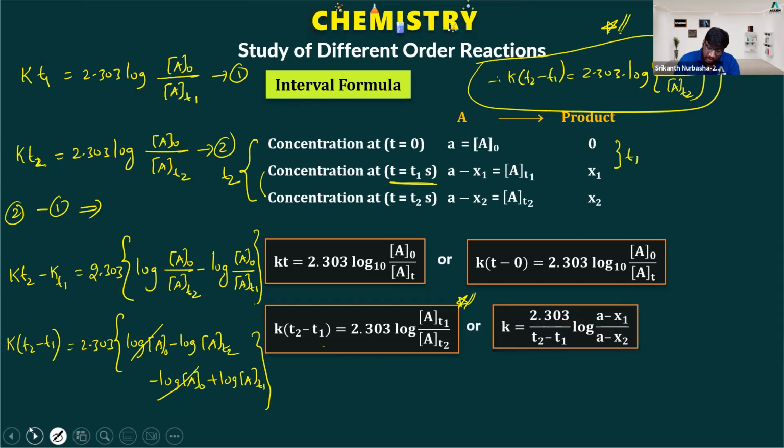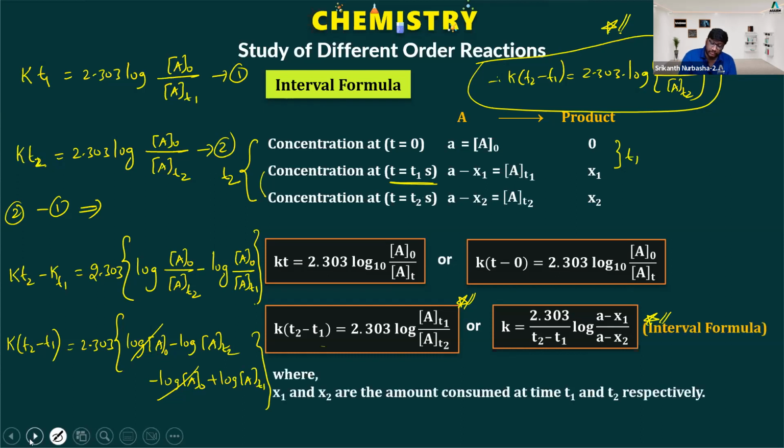K is equal to 2.303 by T2 minus T1 into logarithm of A minus x1 by A minus x2. That is nothing but your interval formula, where x1 and x2 are the amount consumed at time T1 and T2 respectively.